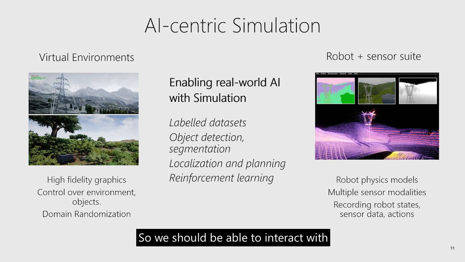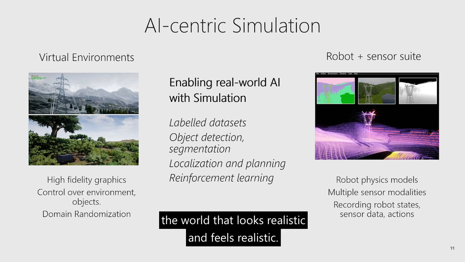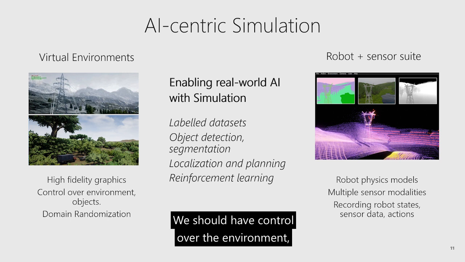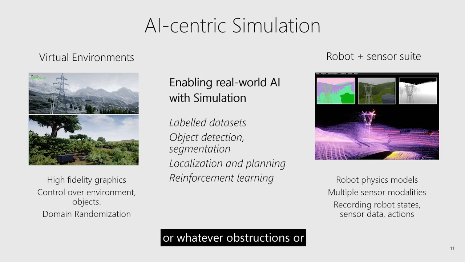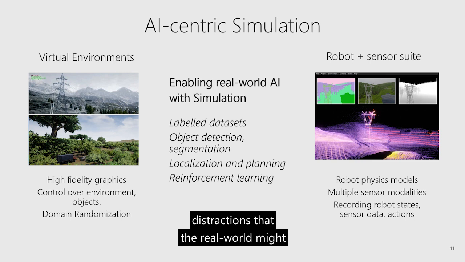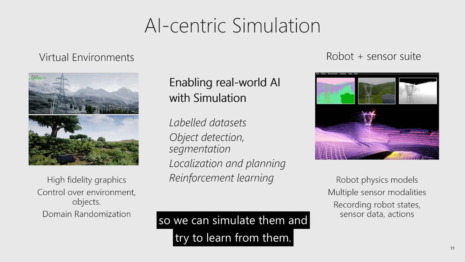We should be able to interact with a world that looks realistic and feels realistic. So we should have control over the environment. For example, we want to see moving pedestrians, or whatever obstructions or distractions that the real world might have that the robot can get confused by. So we can simulate them and try to learn from them.